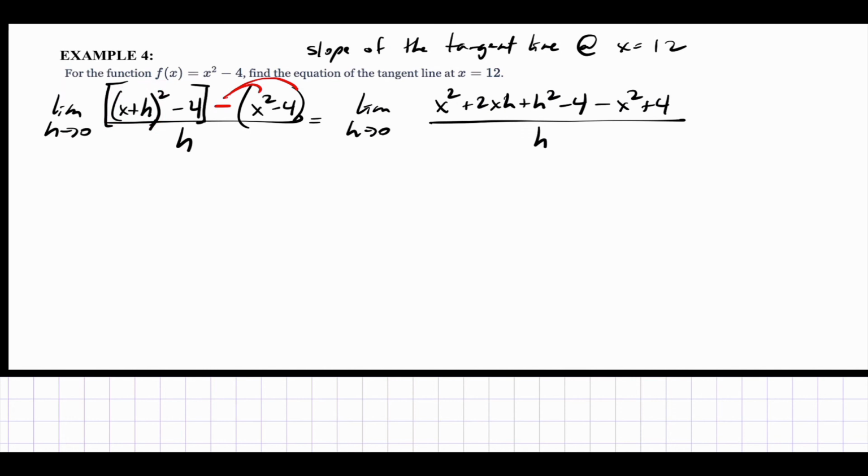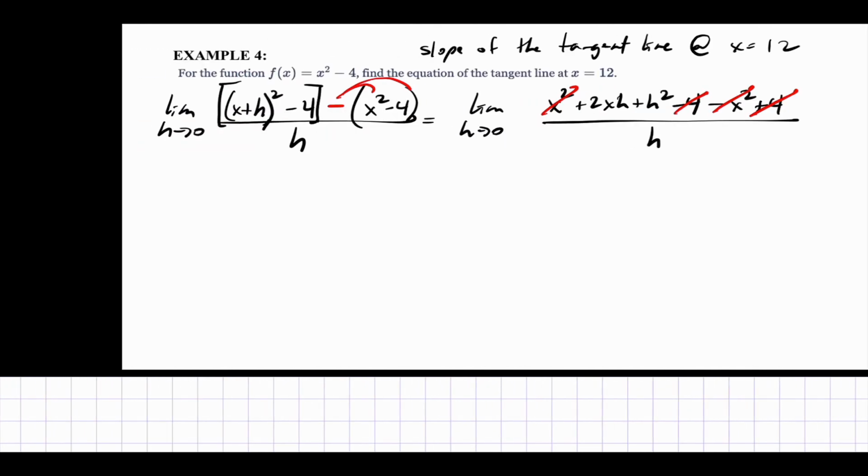Okay. X squareds cancel out. Plus 4 minus 4 cancel out. So I'm left with the limit as h approaches 0 for 2xh plus h squared. That's it. Wait, is that it? Yep, that's it there. Over h.